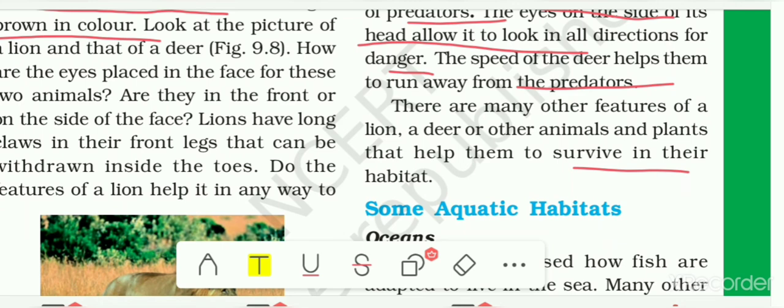Then we saw grasslands, where the speed of the predator and the prey are important factors that help them survive in such an environment. These are the things we have seen up to this video. The remaining part we will study in the next video.